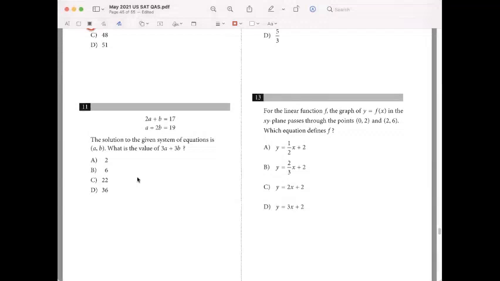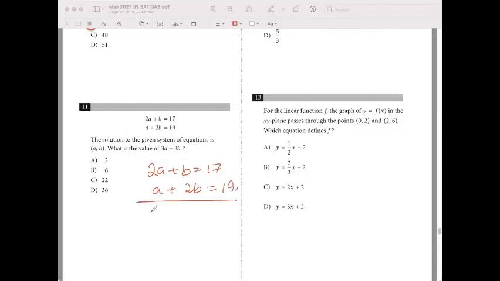Okay. The solution to the given system of equations is A comma B. What is 3A plus 3B? So I have 2A plus B is 17, and A plus 2B is 19.